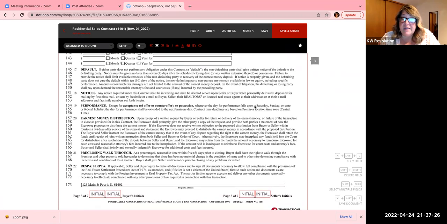And then performance talks about for everything that we have in this contract, of course, it has an expiration date. So you only have, let's say, 14 days to get your repair amendment turned in if you're going to submit a repair amendment. So this is talking about if it would fall on a Saturday or a Sunday or a state or federal holiday, it is extended to the next business day. Now, that does not mean that we don't count Saturdays and Sundays or holidays. So if you say, let's just say you accept an offer on a Thursday, it's going to be due 2 Thursdays later. So if you look at the calendar, not next Thursday, but the Thursday after is when your 14th day is.